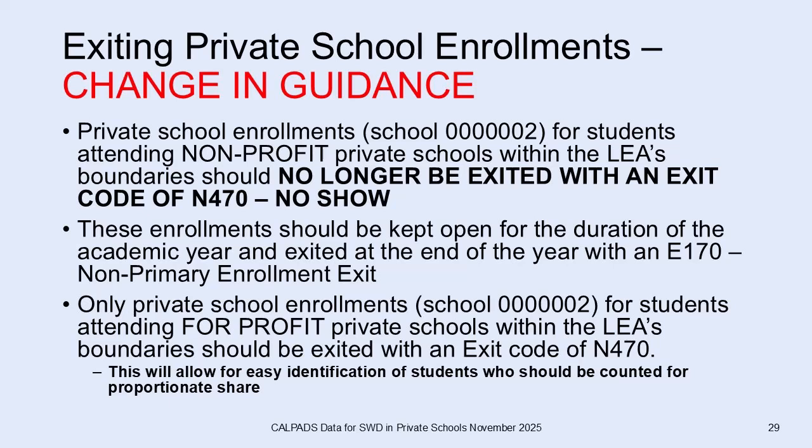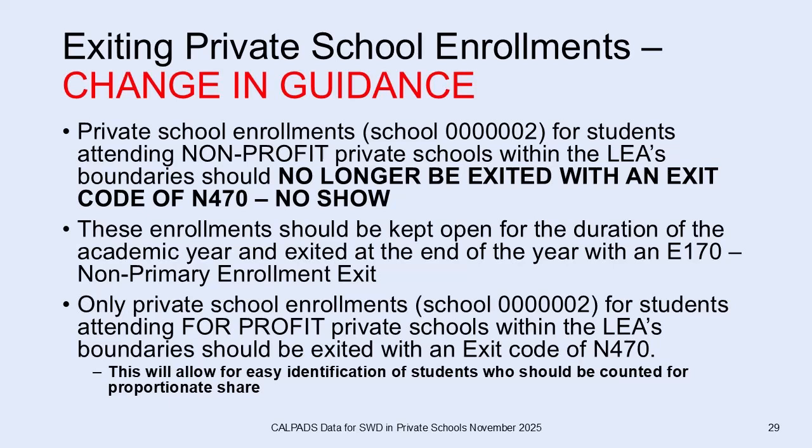We want you to leave those enrollments open for the duration of the academic year, and at the end of the academic year, or at the time where a student maybe exits the private school and goes to another district, we want you to enter an exit code of E170, which is a non-primary enrollment exit. We want you to leave them open. Now, the only exception here is you can use N470 if the student is attending a for-profit private school. So if they're attending a for-profit private school, you can enter an N470.